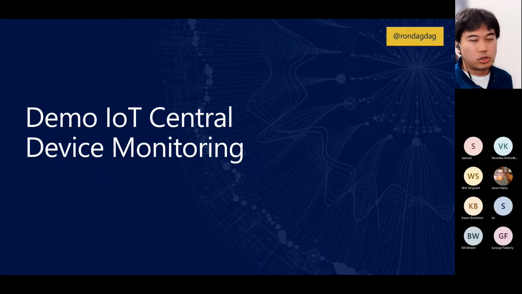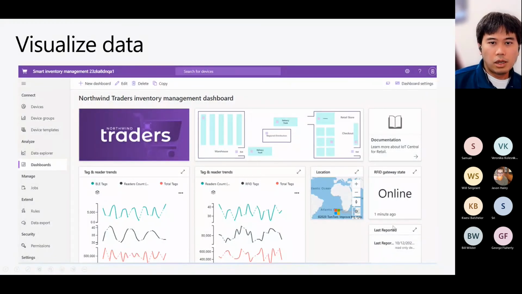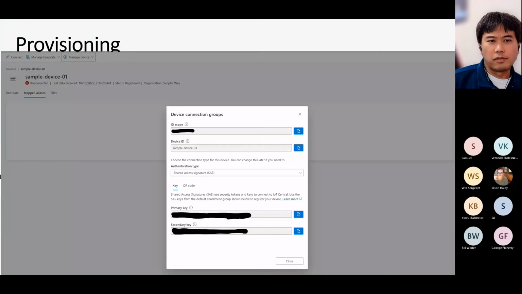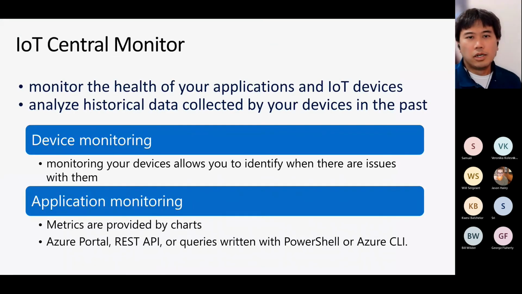Okay, let's go back to the presentation. So, visualizing data, I think I have a slide here. There are two types of monitoring: the health of your application, and of course, the health of the IoT device. And as you receive this data, there's historical data that you collected from your device. Device monitoring is identifying if there are issues, what's the device status. And then application monitoring: how is the application platform as a service, APaaS, right? How is IoT Central performing?